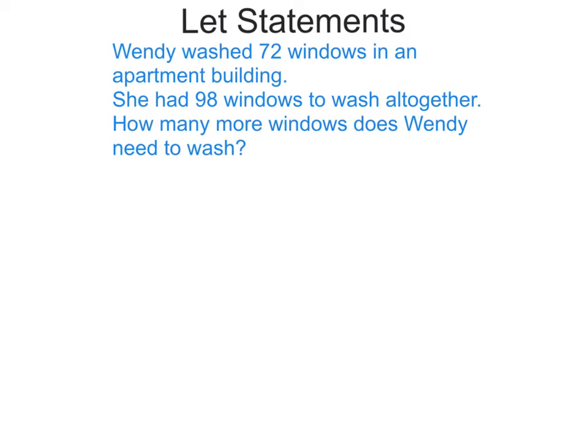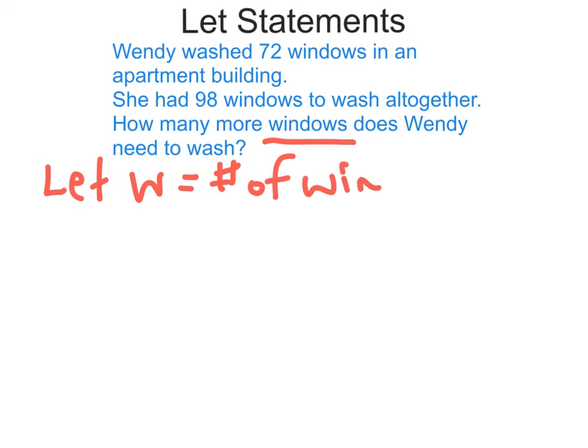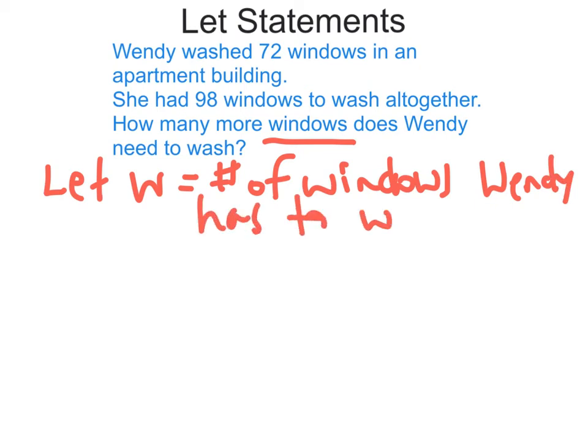And I'm going to write a let statement on that. So I'm trying to figure out how many more windows Wendy needs to wash. So I'm going to write my let statement like this. Let W equal the number of windows Wendy has to wash. Good. So my let statement really describes the variable I'm using and what the variable is going to represent. So W equals the number of windows Wendy has to wash.